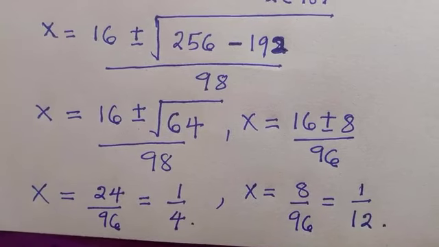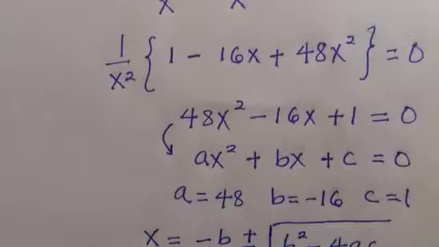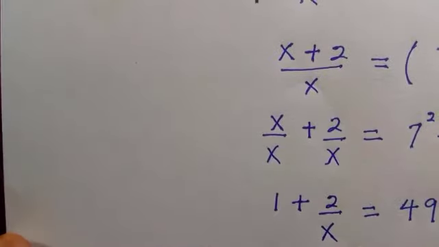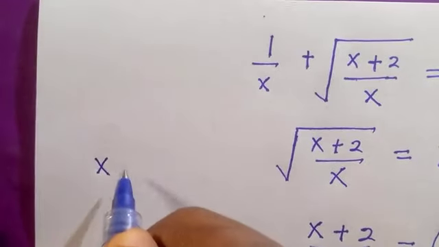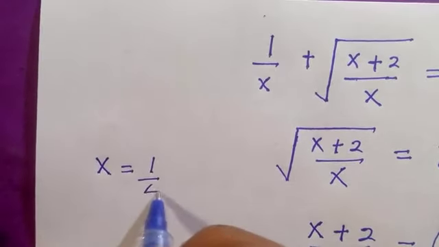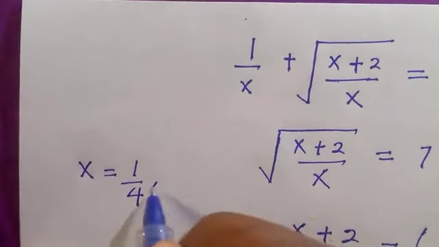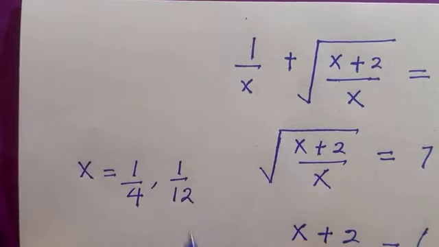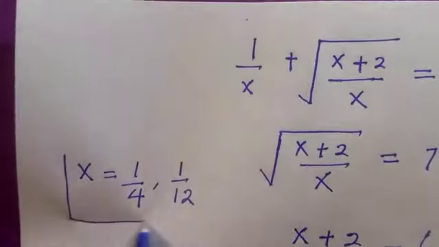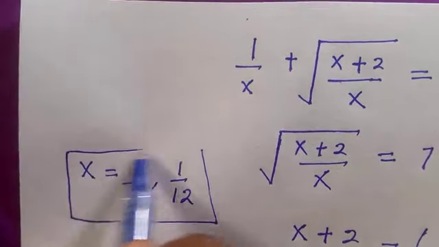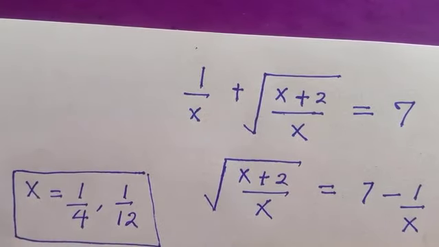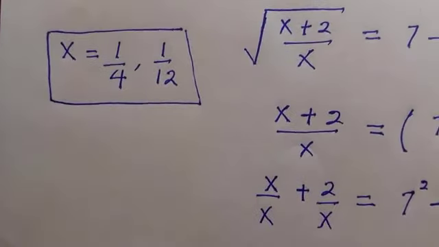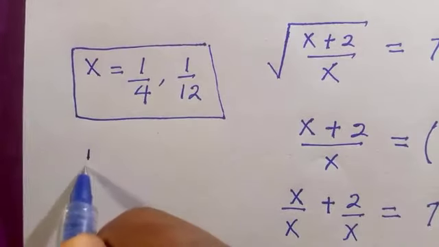So if x equals 1 over 4 and x equals 1 over 12 are the possible values of x, we have to check which one really satisfies the equation. From here we have x equals 1 over 4, comma, 1 divided by 12. So let's verify these two, the one that will satisfy the given problem. As we have 1 over x plus root of x plus 2 over x equals 7, we try to plug in the first value of x, which is 1 over 4.